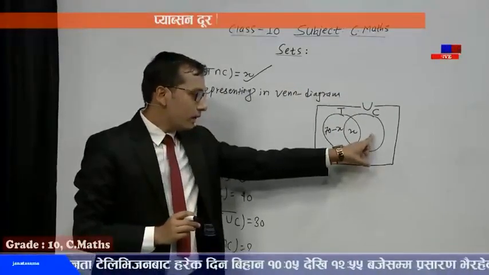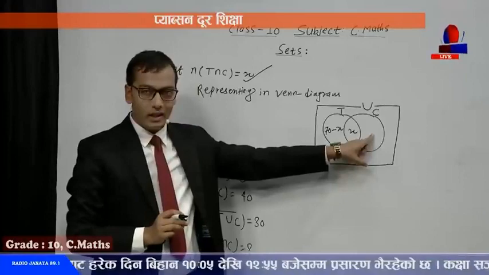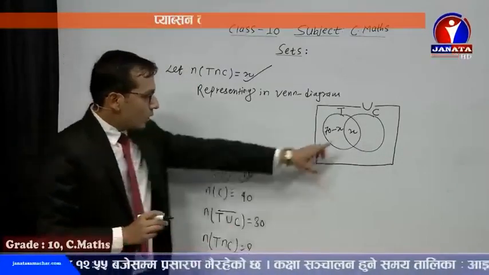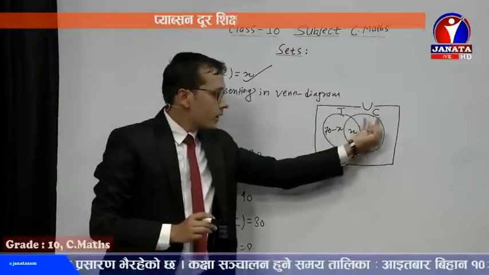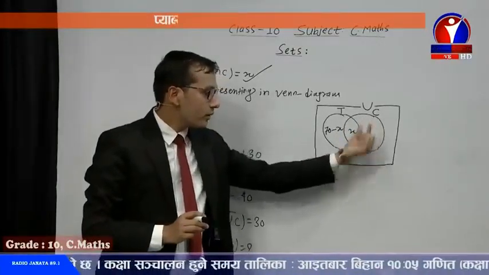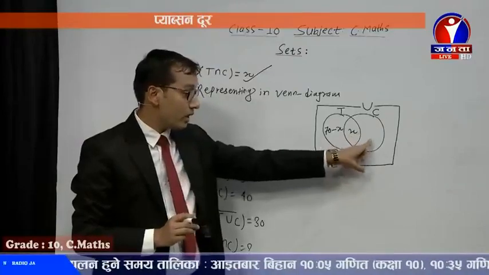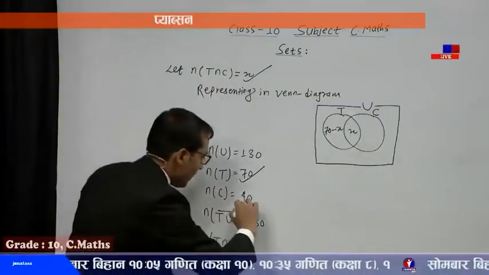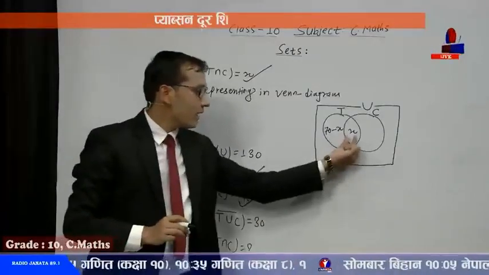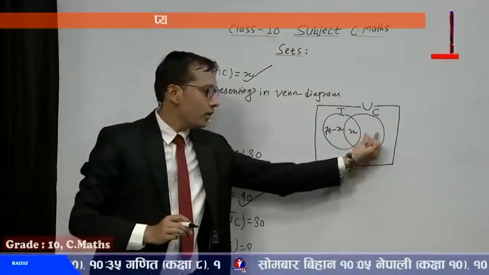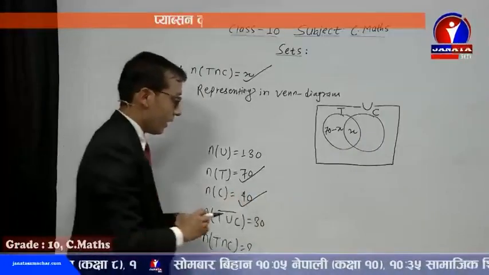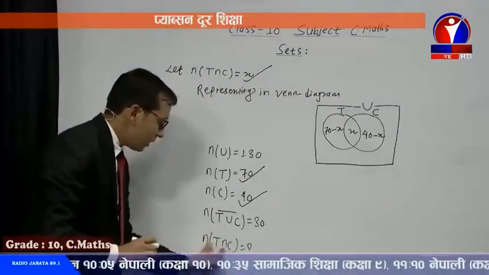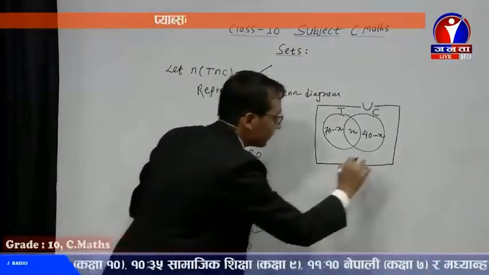Similarly, now let's fill up this remaining portion of C. What is the number in the remaining portion of C? Total C, or subset C, contains two different regions: the intersection and n only C. The intersection is X, so out of total n of C, 40, X is inserted. Now what is n only C? 40 minus X, and the complement is 30.